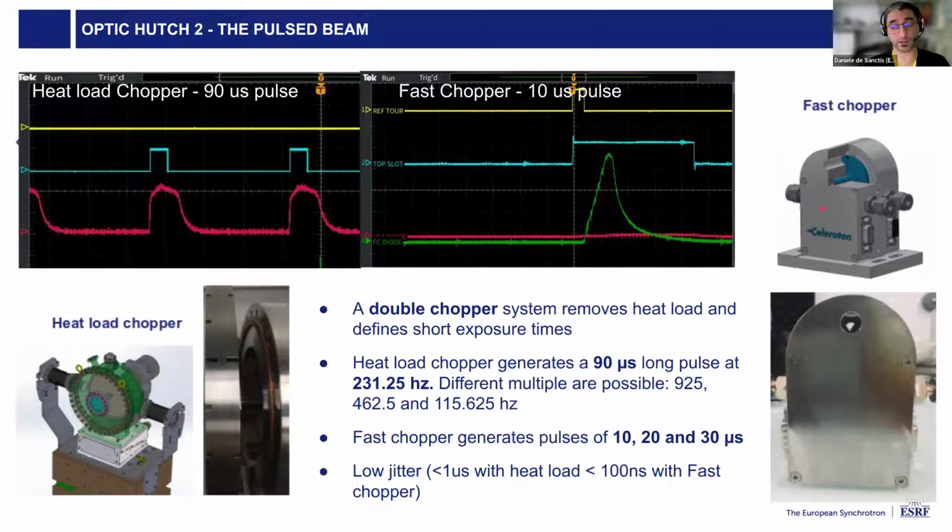Both systems have a very low jitter. We have less than 1 microsecond jitter just operating with the heat load chopper, and better than 100 nanosecond when we use the fast chopper.